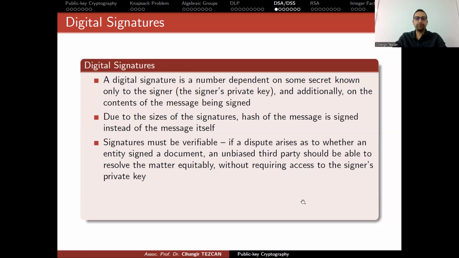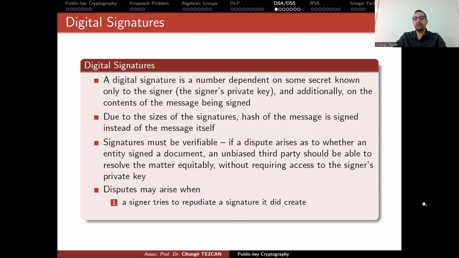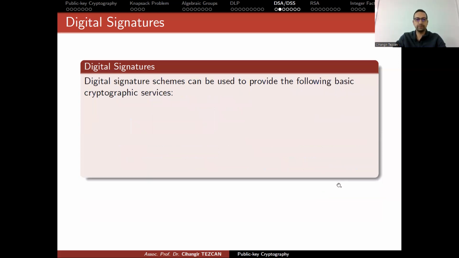Signatures must be verifiable. If a dispute arises as to whether an entity signed the document, an unbiased third party should be able to resolve the matter equitably without requiring access to the signer's private key. So this is the main idea behind digital signatures. Disputes may arise when a signer tries to repudiate a signature it did create. So you sign something, then you deny it. Or a forger makes a fraudulent claim, saying that you signed something, but you didn't. So a digital signature should be able to settle these disputes if it is a good algorithm.